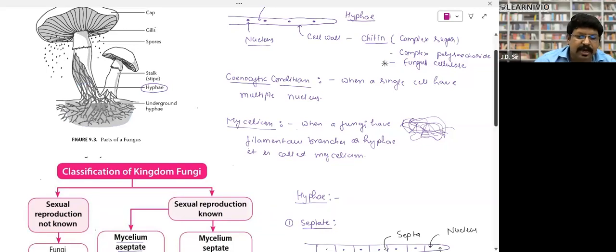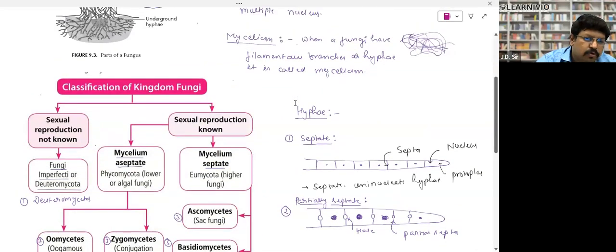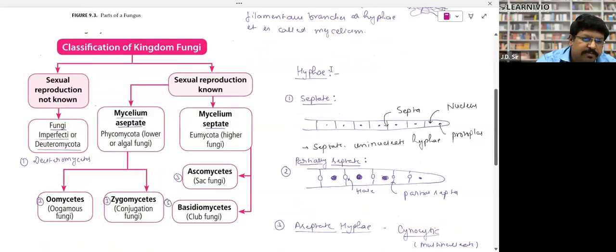Now this is the classification of fungi. When we classify the fungi, look. So what is the basis of classification of fungi? The first basis of classification of fungi is reproduction. There are some fungi where the sexual reproduction or sexual stage is not known. So how do they reproduce? There are some other mechanisms for the reproduction.